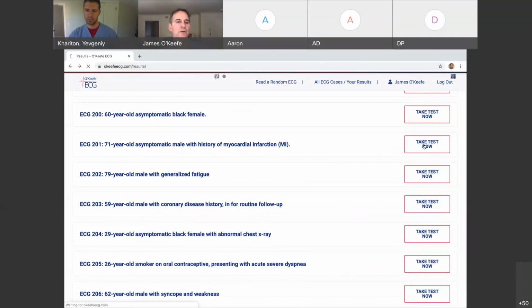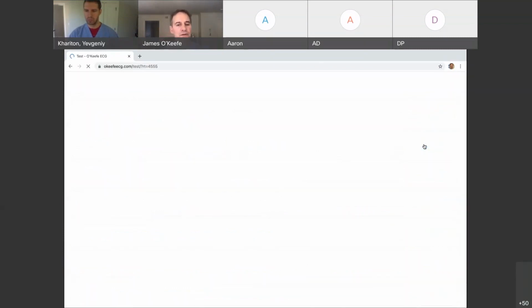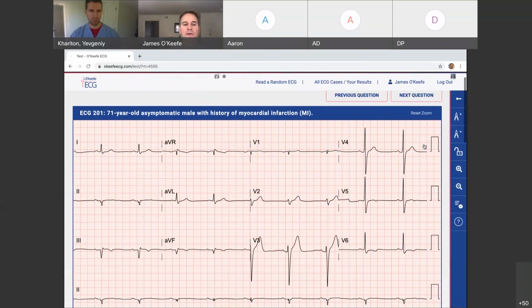So this is a 71-year-old asymptomatic male with a history of myocardial infarction. Anybody? Looks like he has an old inferior MI. Yeah, sinus rhythm, sinus bradycardia. Some of the tricky ones, almost bradycardia. Yeah, it's about 55. So sinus bradycardia, old inferior MI, doesn't meet for LVH despite V3.